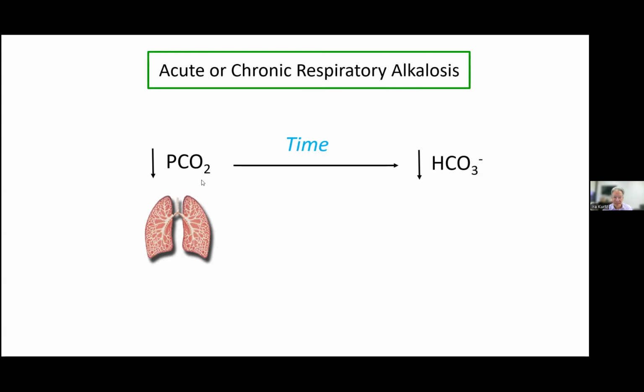For the same 10 millimeter of mercury drop in the PCO2, we're not changing this further. We had a sudden step drop in it from 38 to 28, but this thing keeps decreasing with time. We'll show that in a minute. So we have a different name for the beginning and when it finally stops changing.